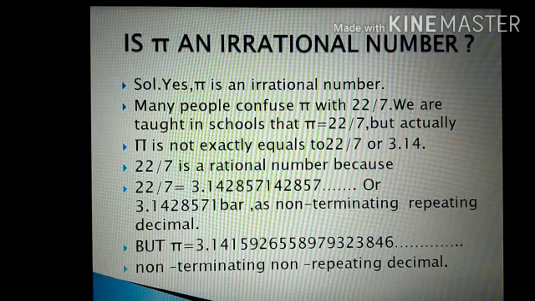But the actual value of pi is 3.1415926558979328846 and so on. It goes to infinity. This type of decimal representation is known as non-terminating non-repeating decimal. That is why pi is considered an irrational number.